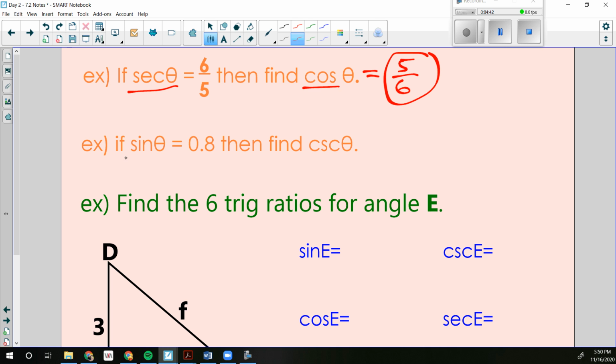Similarly, if sine of theta equals 0.8, then cosecant of theta, we need to find that. So real quick, 8/10. If I write that out how it sounds, 8/10. If I simplify this, that becomes 4/5. So the opposite of 4/5 is going to be 5/4, which is what cosecant will be, 5/4. It just flips.